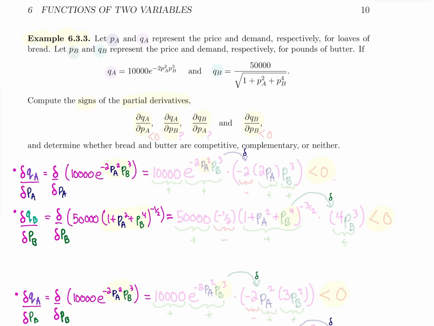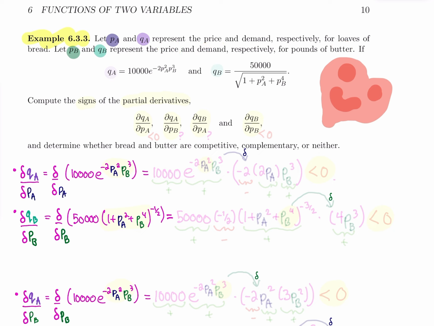Hello everyone. In this video, we're going to look at another example on how to study the relationship between two products using partial derivatives. So here we go. In our example, PA and QA are going to be the price and the quantity for bread. Meanwhile, PB and QB are going to be the price and demand for butter.